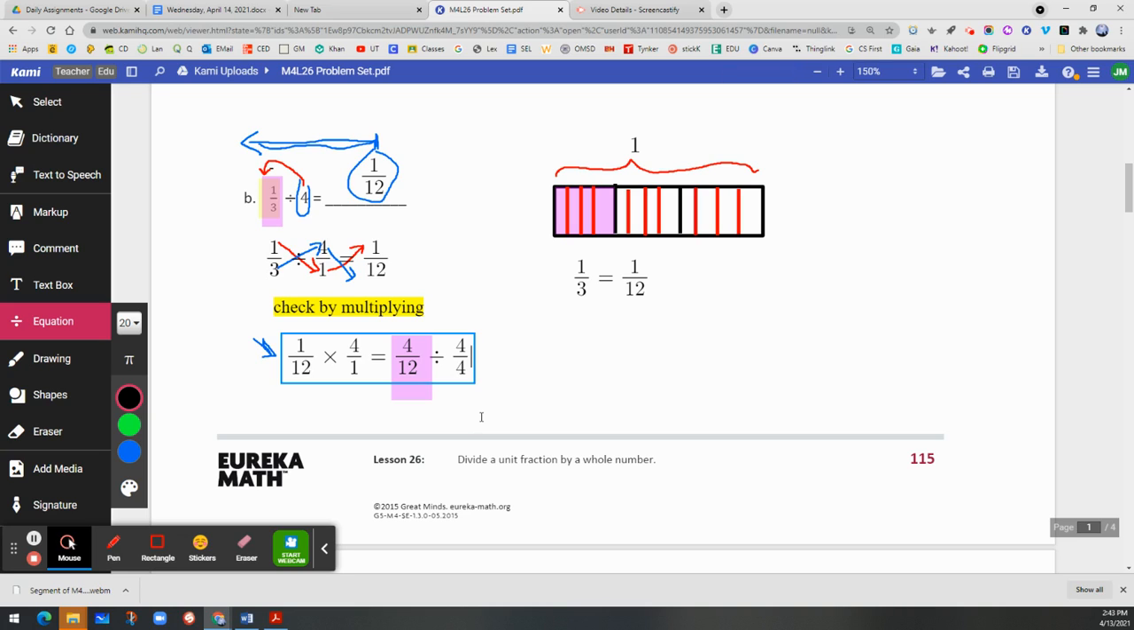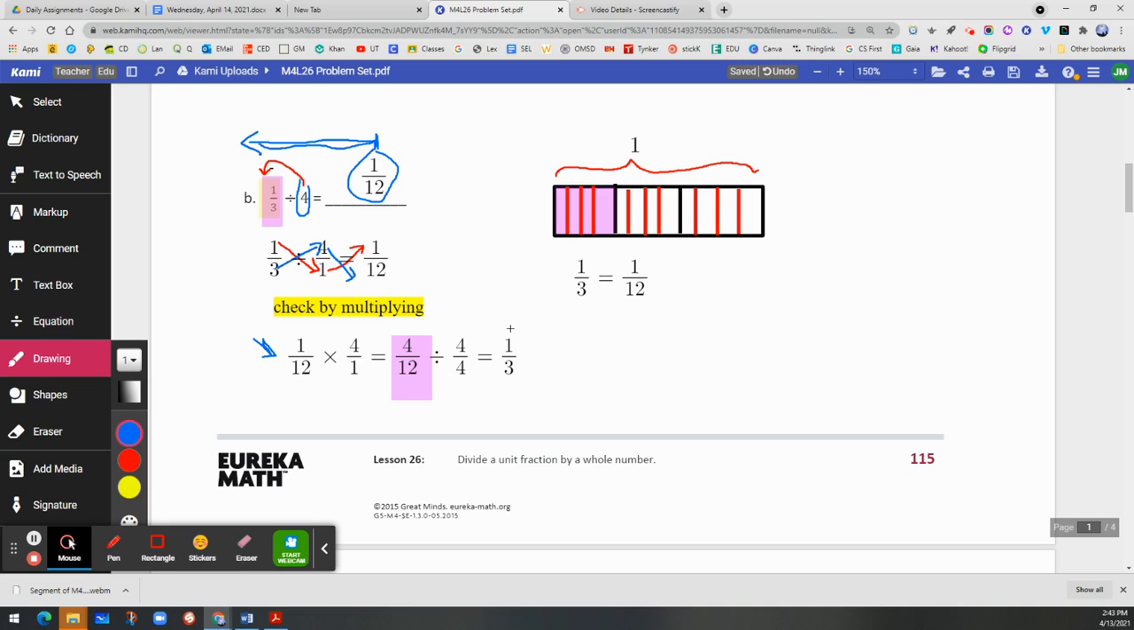And if you are mathematically inclined, you will see that 4 divided by 4 equals 1, and 12 divided by 4 equals 3. And my friends, that in fact shows that when you check a division, the product of the multiplication that we use to check the division has to be the dividend of the division.